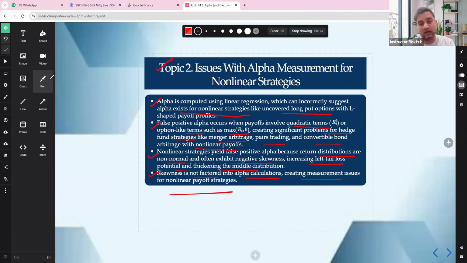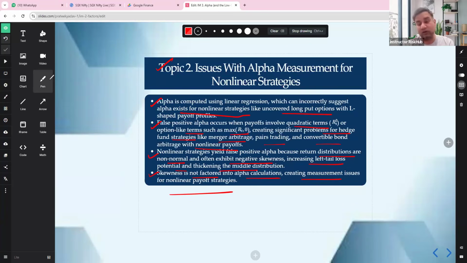Some examples are given here: merger arbitrage, pairs trading, convertible bond arbitrage, all have non-linear payoffs. There is a skewness problem also. These strategies have negative skewness. These strategies have fat tails, but the alpha model kind of ignores the skewness. Alpha can be an illusion.